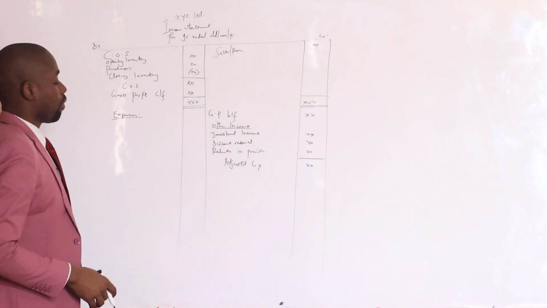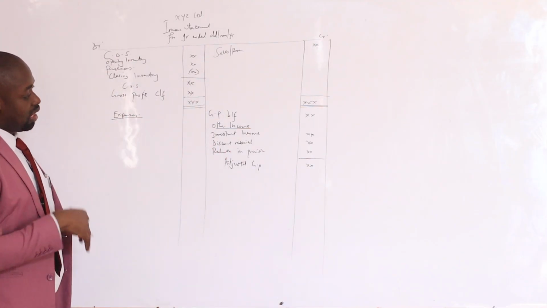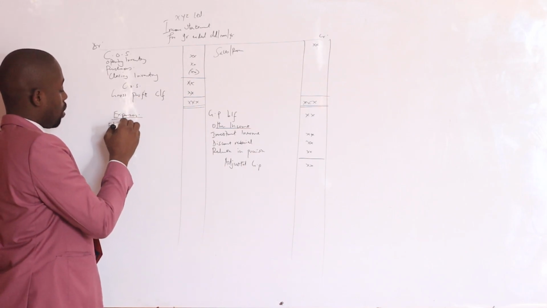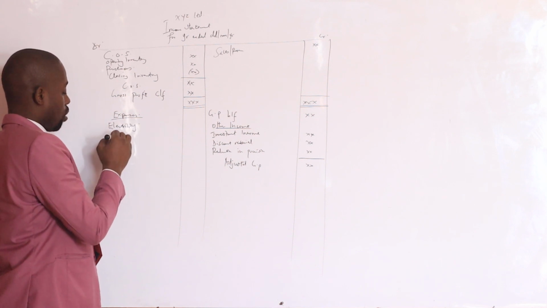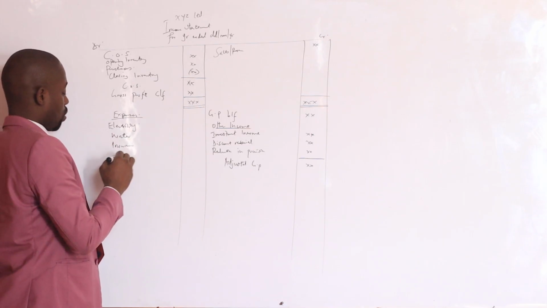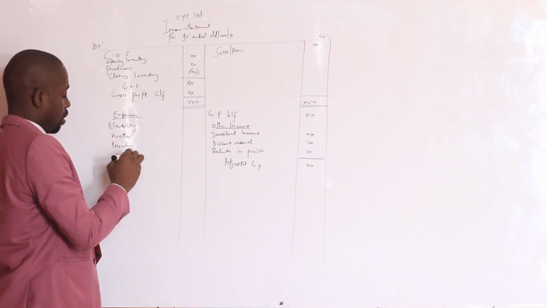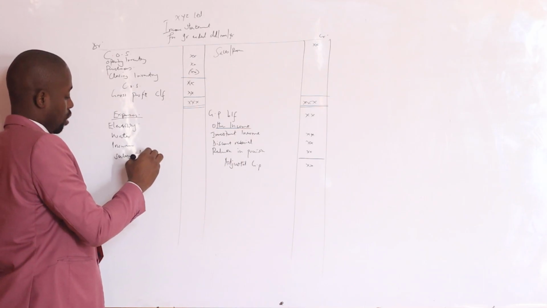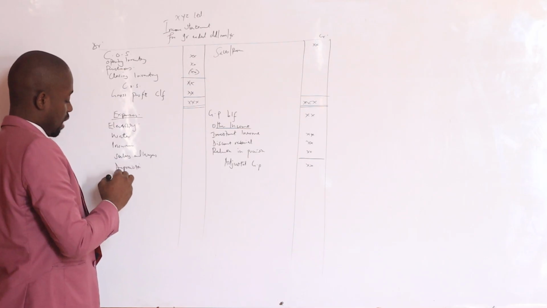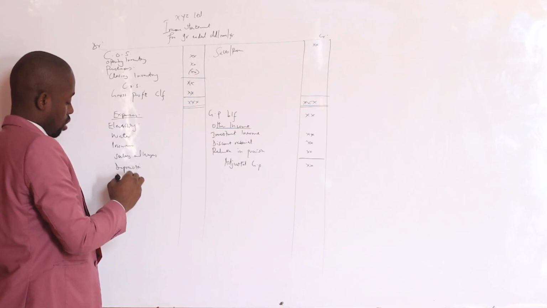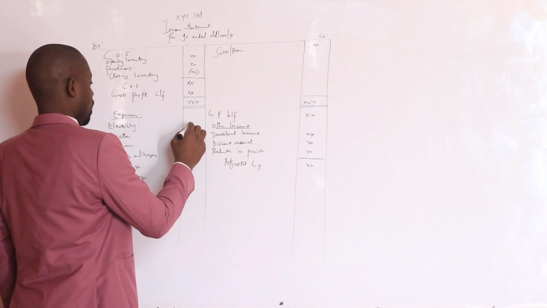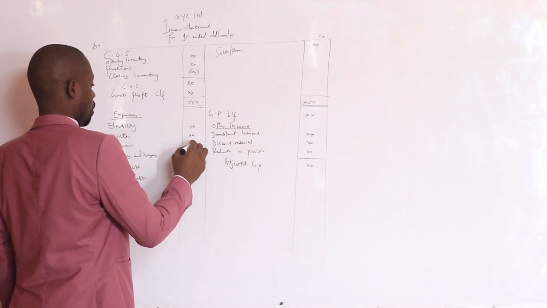On the left-hand side, we have got expenses, and these expenses could include electricity, could have water, could have insurance, could have salaries and wages, could have depreciation, could have bad debts, and many others. So you can list them here. This is the amount for each.